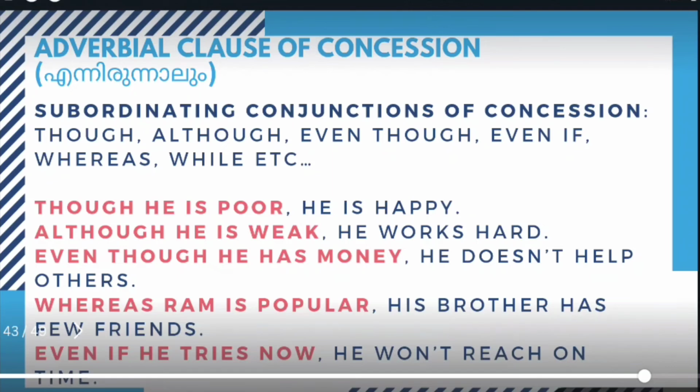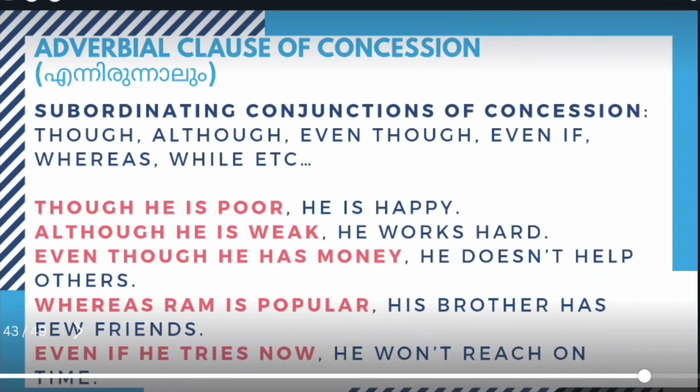Though he is poor, he is happy. So what is the main action? He is happy. അദ്ദേഹം ഹാപ്പിയാണ്. And what is the concession? എന്നിരുന്നാലും എന്താണ്? Though he is poor, പാവപ്പെട്ടവനായിരുന്നാലും he is happy. So he is happy no matter what the circumstances are. So though he is poor എന്ന് പറയുന്നത് adverbial clause of concession ആണ്. It kind of gives you an opposite idea. Main actionൻ്റെ opposite idea ആണ് നമുക്ക് തരുന്നത്.